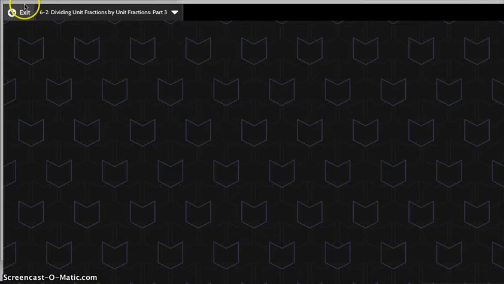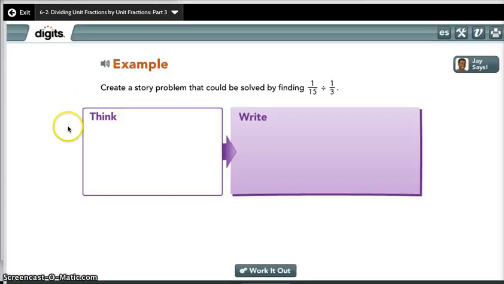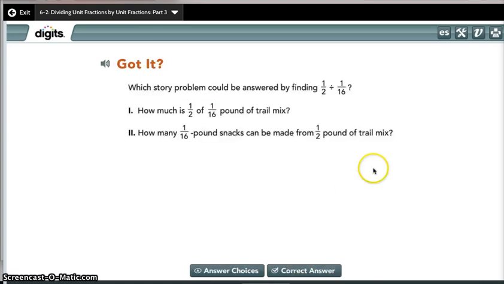And our last part, part 3. In part 3, they're asking you to create a problem that would result in this problem. And what I'd like to do is just go to the Got It and see if you can think of an example, either example 1 or 2, that would result in this problem. Which one would give you that answer? Go ahead and pause the video and think about this question a little bit.